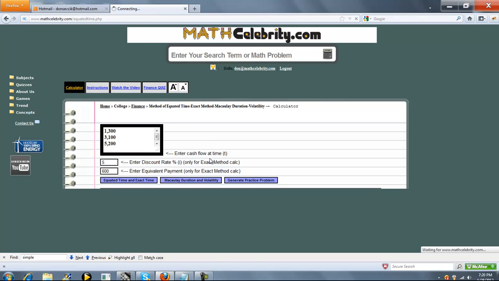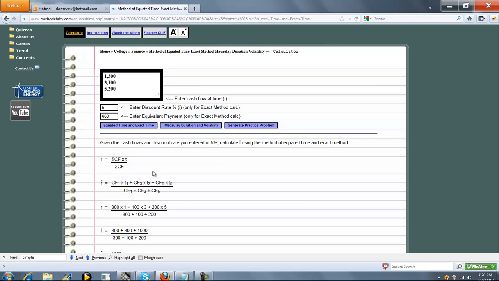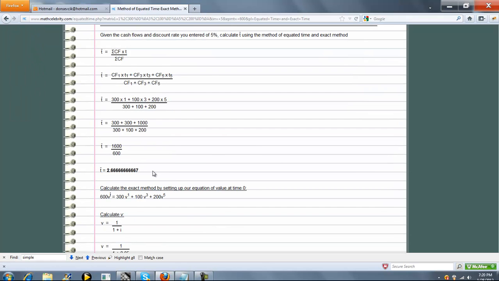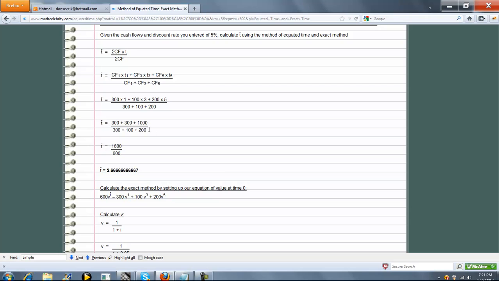So when you're ready, you press equated time or exact time. We're going to go through both buttons. So this is the equated time, and that's the sum of your cash flows times your time, divided by the sum of your cash flows. As you can see, we have 300 at time 1, 100 multiplied by time of 3, and 200 multiplied by time of 5. And the bottom is just the sum of all the cash flow amounts, 300, 100, 200. We evaluate, simplify, and we get our equated time value of 2.6666.